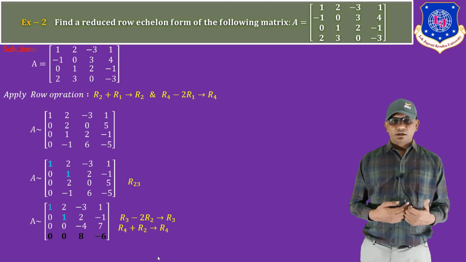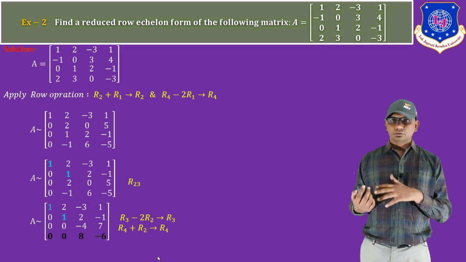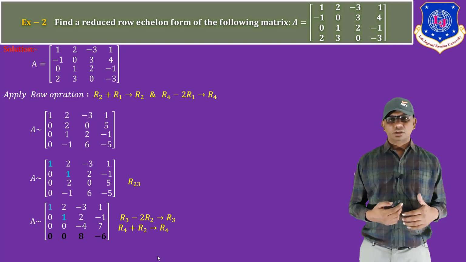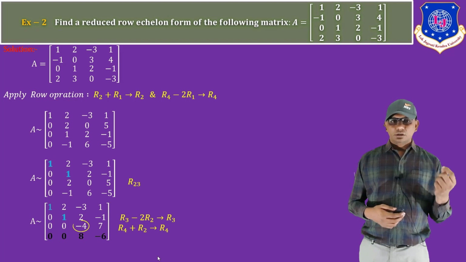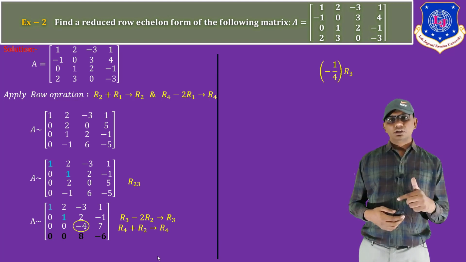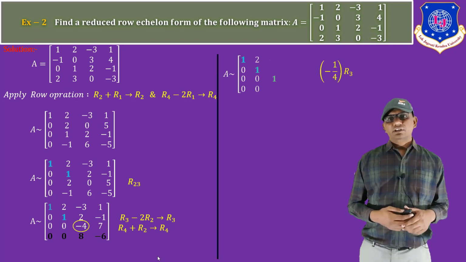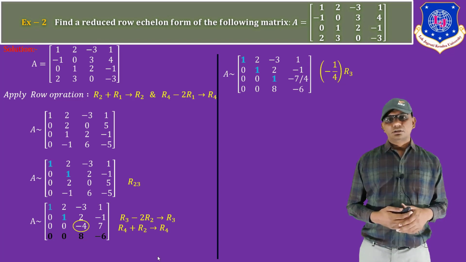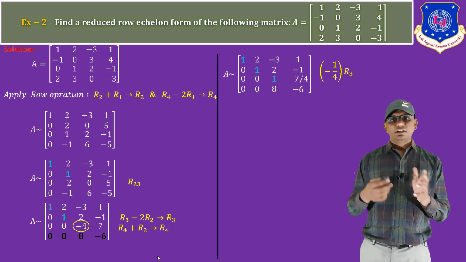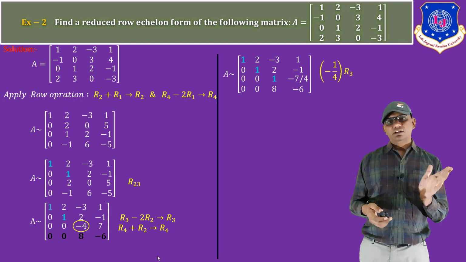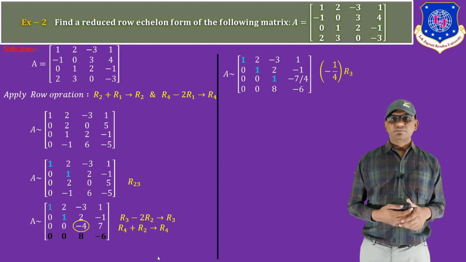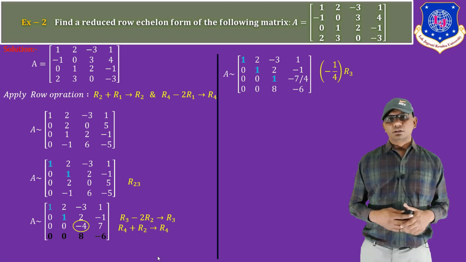Now we have to arrange the leading element in the third row. So we have to make -4 into 1. So we multiply the third row by -1/4 and we get the leading 1 to the right of the second leading element in the third row, and we get this situation after applying -1/4 R3 on the third row.